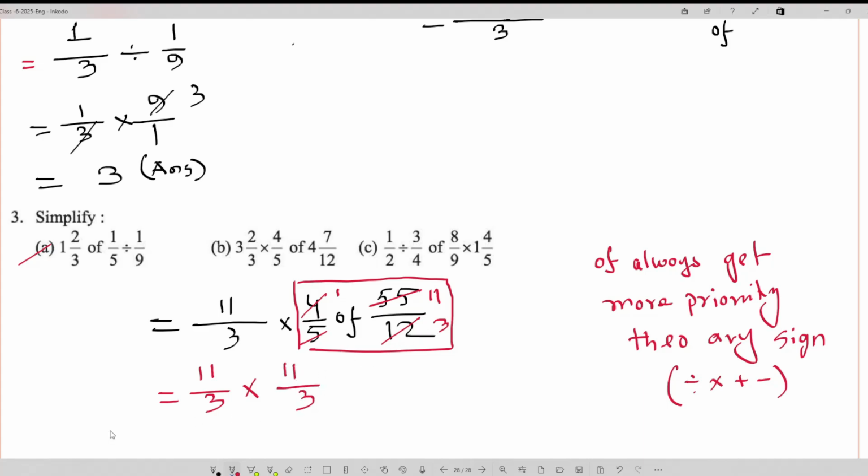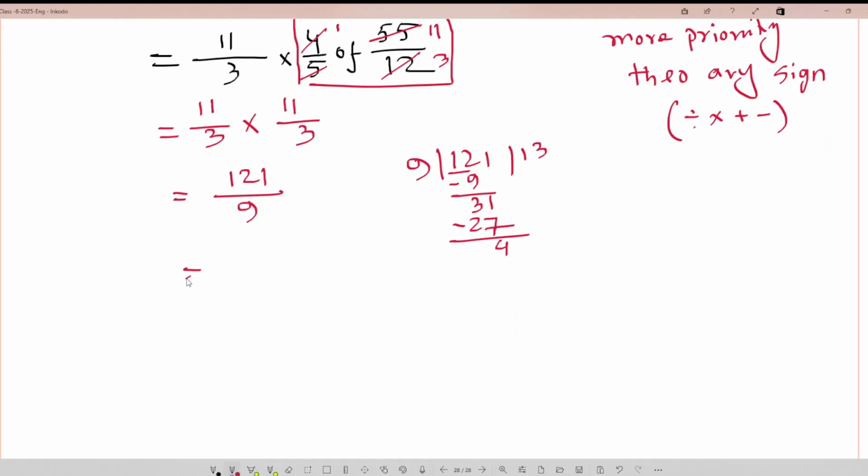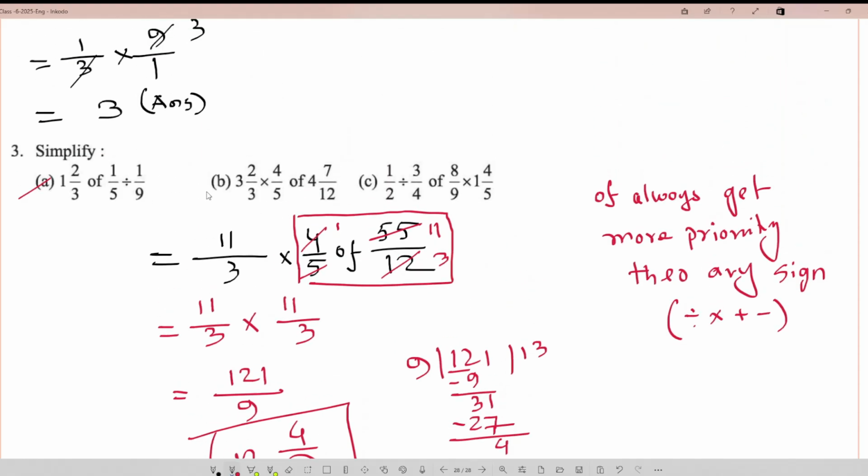is 3. Okay, then 11 times 11 is 121, 3 times 3 is 9, so 121 divided by 9. So what will be the answer? Suppose this 12 we can write 1, so 9, 12 minus 9 it will be 3, 1. So then here is 3, so 27 divided by 31 minus 27 it will be 4, right? So our answer is 13, 4 by 9. This is our answer, and number B done.